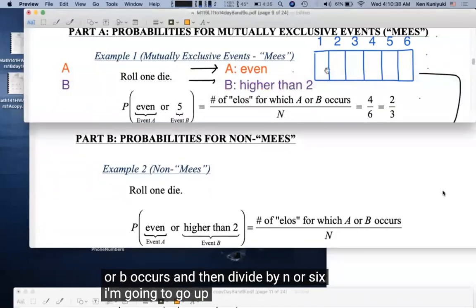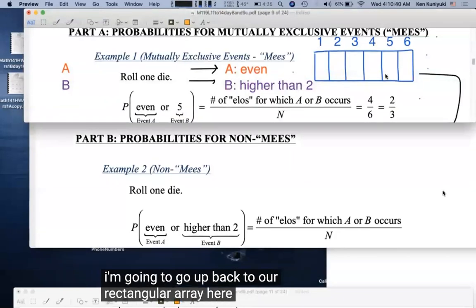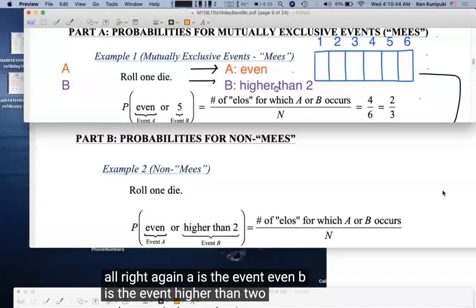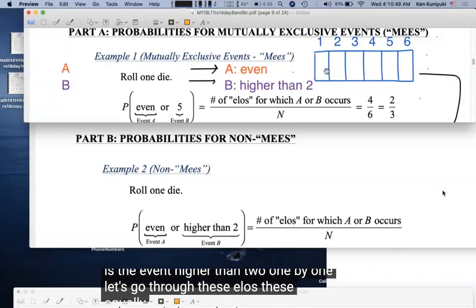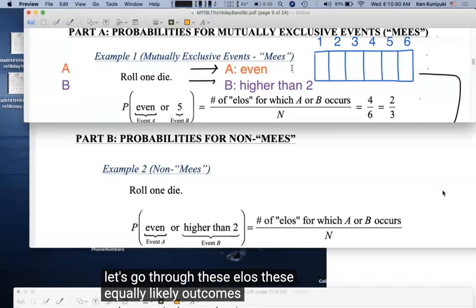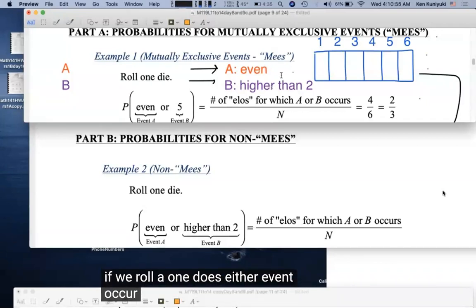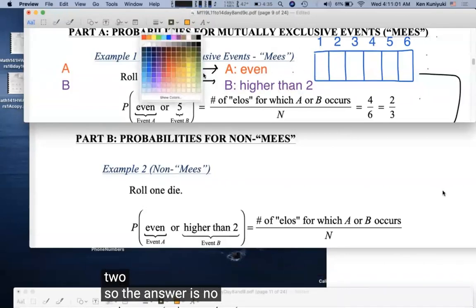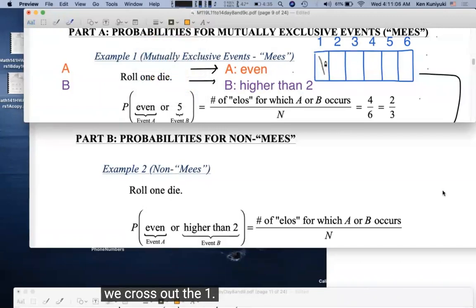I'm going to go back up to our rectangular array here. All right, again, A is the event even, B is the event higher than 2. One by one, let's go through these ELOs, these equally likely outcomes. If we roll a 1, does either event occur? Well, 1 is not even, 1 is not higher than 2, so the answer is no. We cross out the 1. What about 2?